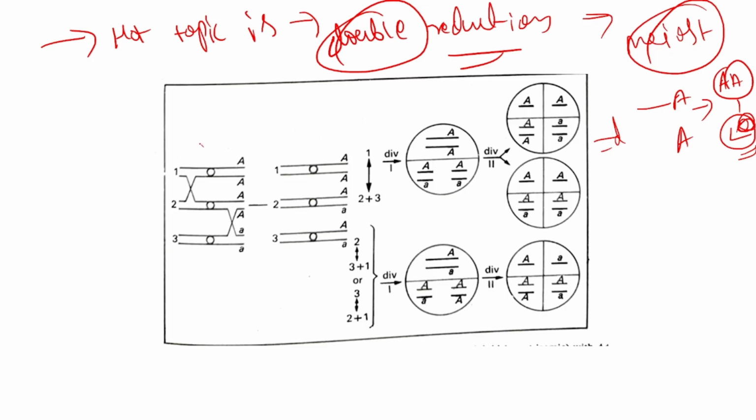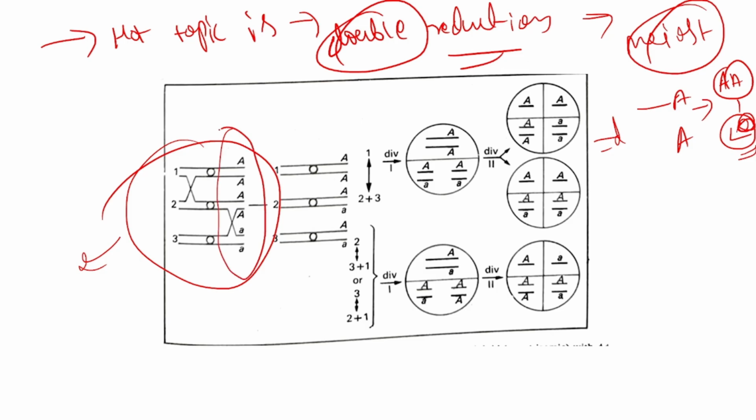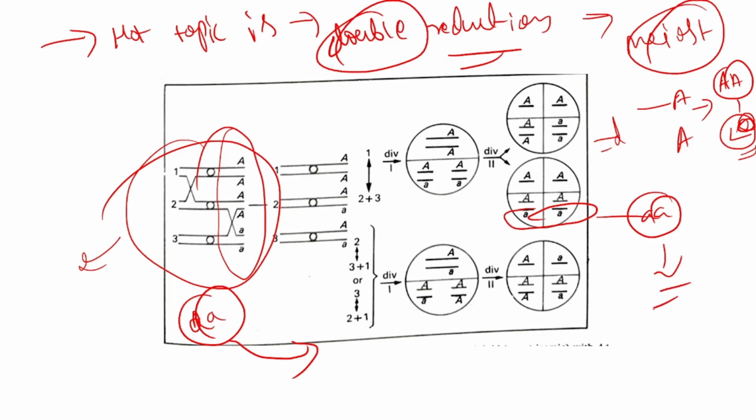But in case you have an autotetraploid condition, with triplets, the possibility of getting a small a gamete is there. You can see it separates, and you will get a small a gamete. This is called double reduction.